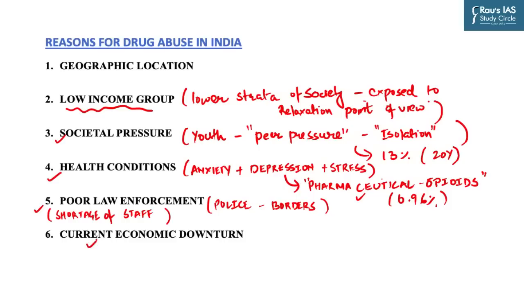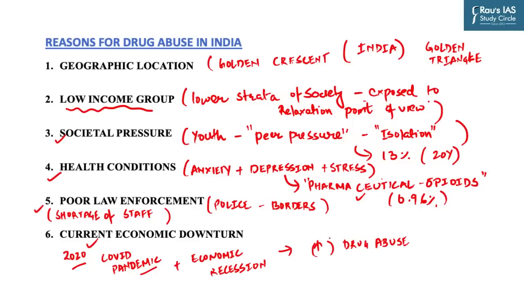The last reason that can be identified as a major cause of drug abuse in India is the current economic downturn. In early 2020, the world went under the COVID-19 pandemic, and India also witnessed the same. The COVID pandemic, which is now being followed by economic recession around the world and which certainly will affect India also, will contribute to the increase in the trend of drug abuse, as has been observed from previous episodes of recession and downturns in the global economy, when the trend of drug abuse around the world has increased.